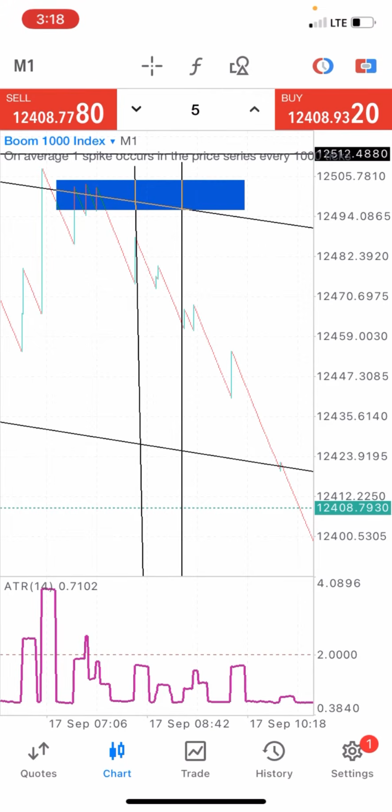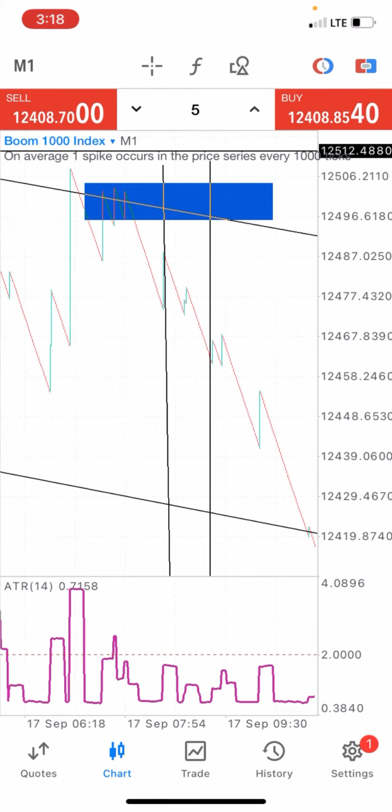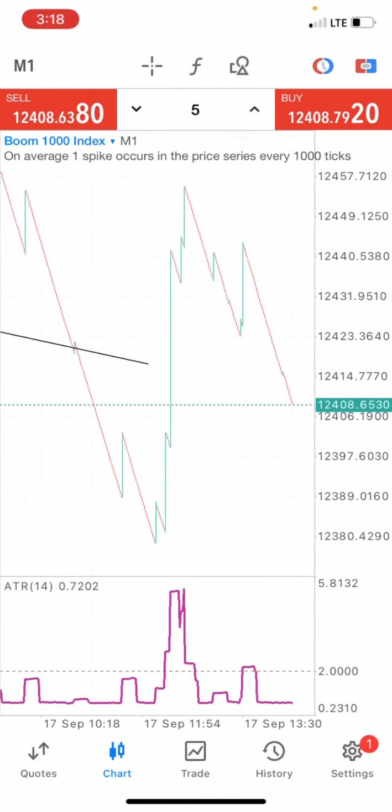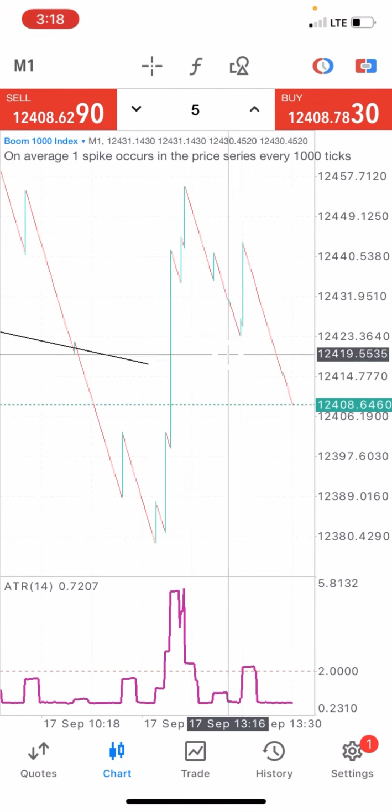All right, so yes, for this indicator, you always want to wait. Okay, I'll just close those positions out.